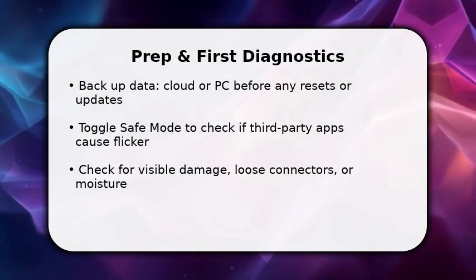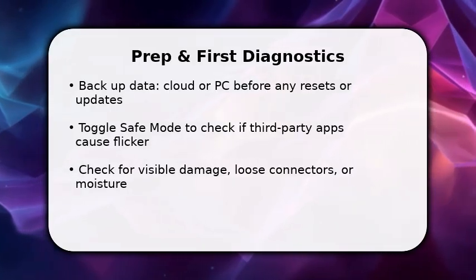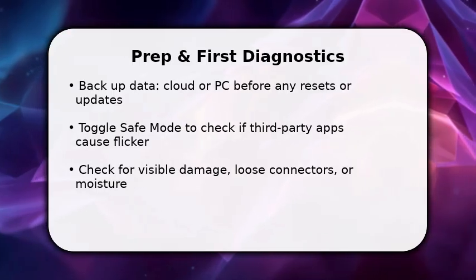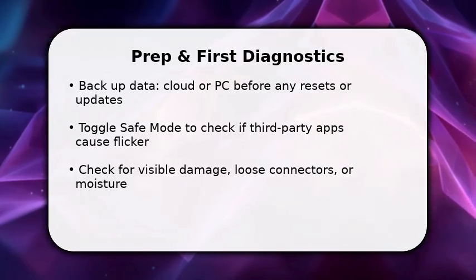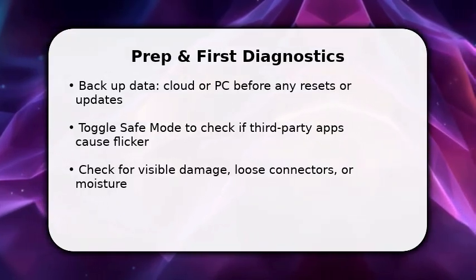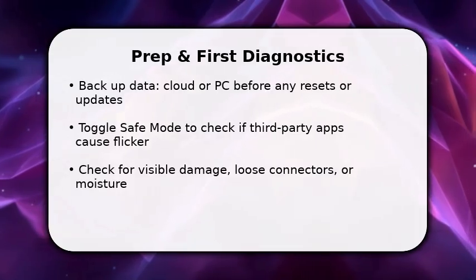While the phone is off, inspect edges and the display for cracks, gaps, or moisture. A loose connector or liquid can cause intermittent flicker. If safe mode removes the flicker, you know an app is the culprit. If not, proceed to system and hardware checks.